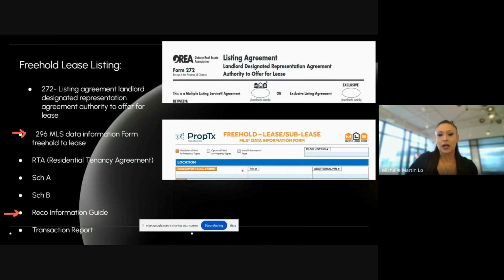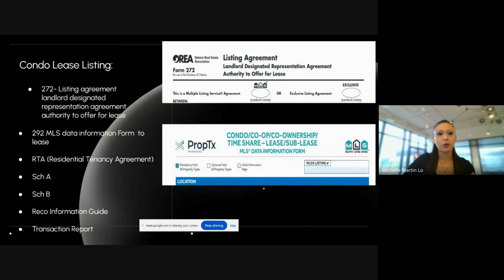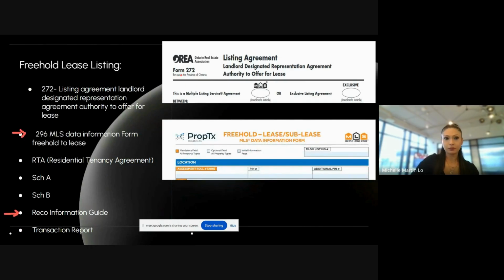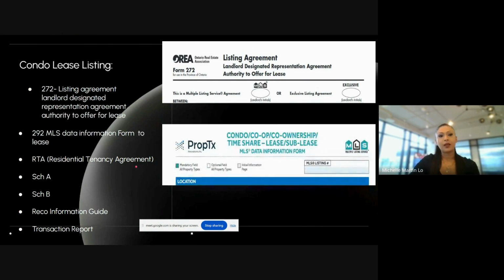Okay, the next one we're going to look at is your condo lease listing. Now, if you guys notice, that 272 form is with your freehold lease listing. See this right here? Freehold, as well as your condo. You're using the same form. Okay, so if it's more for leasing it, okay?